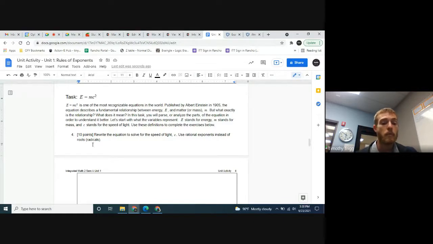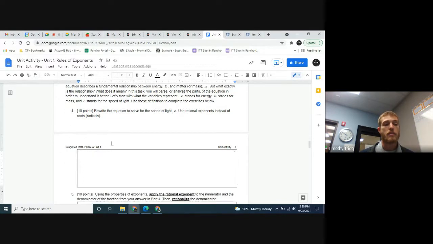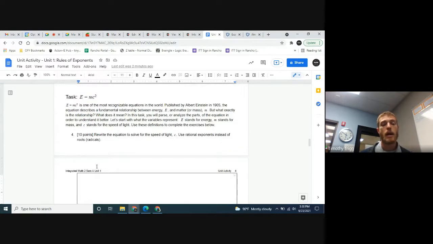Okay, so number 4, rewrite the equation to solve for the speed of light C. Use rational exponents instead of roots. Okay, so what we have is E equals mc squared, and what we want to do is get C by itself. So we want to solve for C. Now, what I would suggest is that since we want some math stuff on here, we're going to use the equation editor.